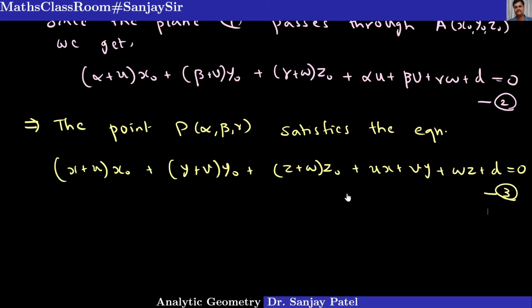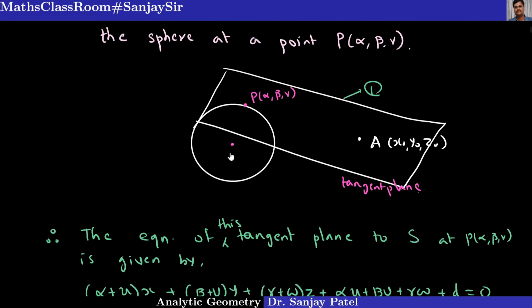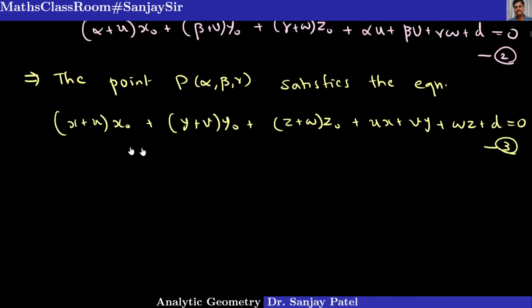But what is P(alpha, beta, gamma)? P(alpha, beta, gamma) is the point of contact. And we know that the plane passing through all such points of contact lying on this sphere is our plane of contact. So this plane of contact is actually given by this equation. You know that this equation is nothing but the equation of a plane.